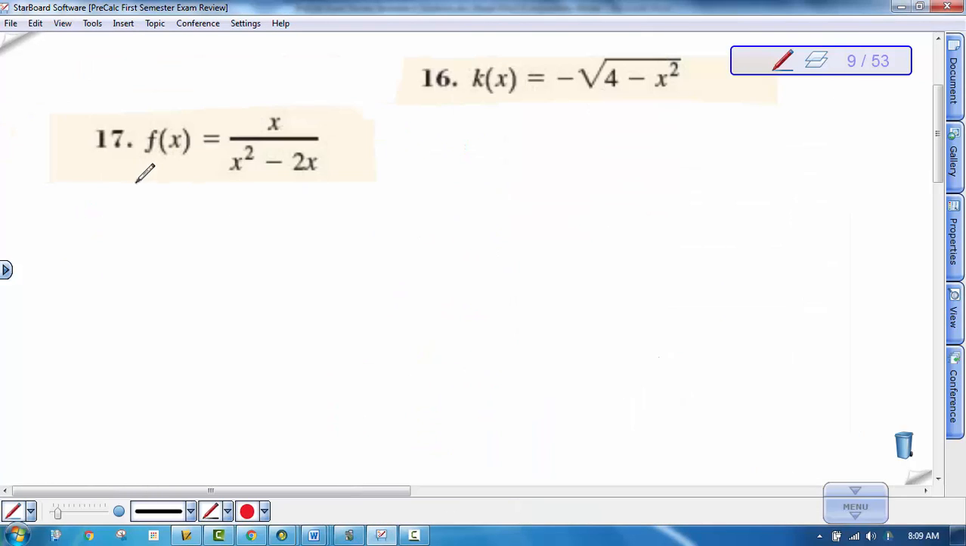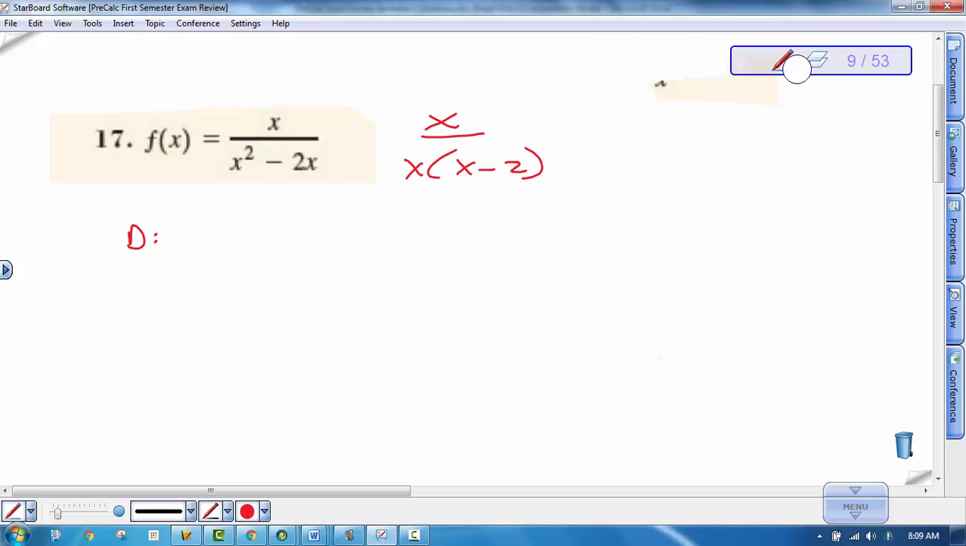Next problem, same thing. I want to find the domain and range. I'm going to factor this thing first, so I'm going to make it x over x times x minus 2. And so what we find is all real numbers except for 0 and 2. So I'd say negative infinity all the way up to 0, as well as 0 to 2, as well as 2 to positive infinity. That's all real numbers except for 0 and 2 for our domain.